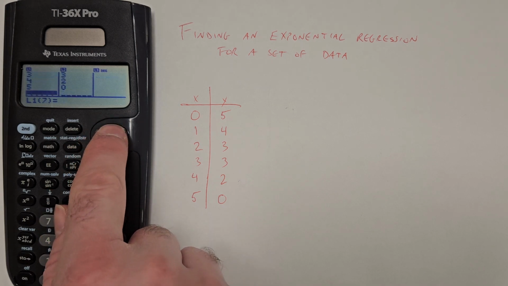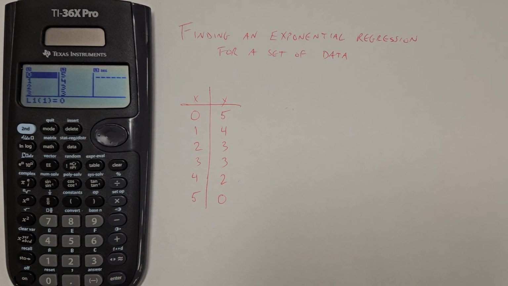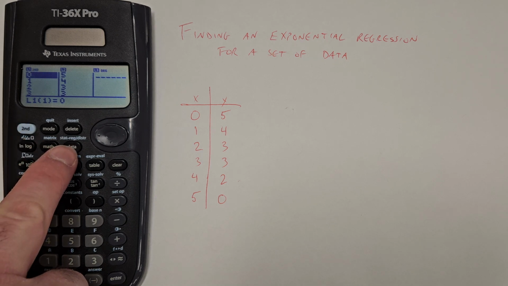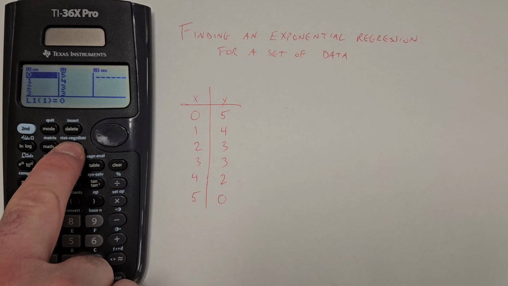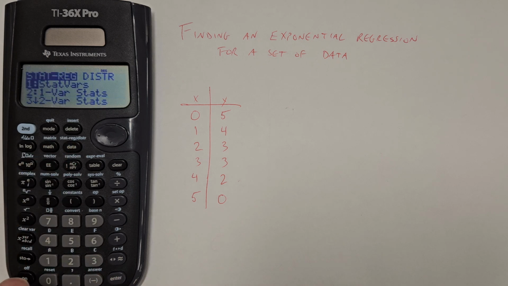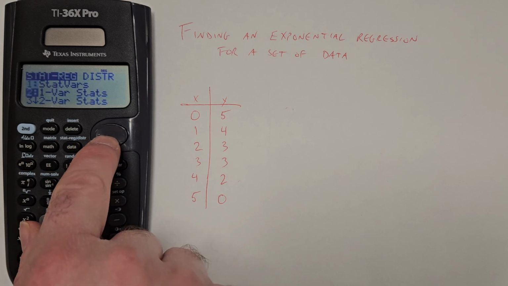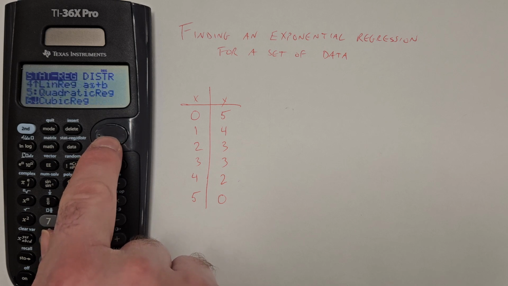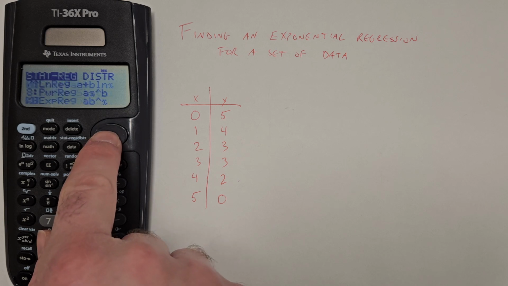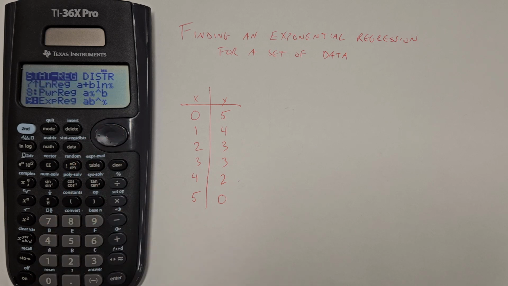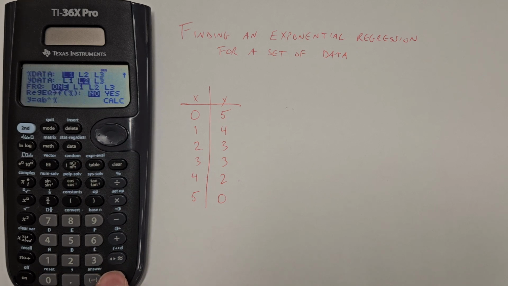Now I do have an issue here which I'll show you in a second, but ordinarily what you would do is press second data. That gets you to the statistics and regressions menu, which is StatReg, and you would scroll down, choose whatever regression or statistics you want. We want an exponential regression. Now if I press enter, it's going to ask me for some options. Yes, those are the lists I just filled out.